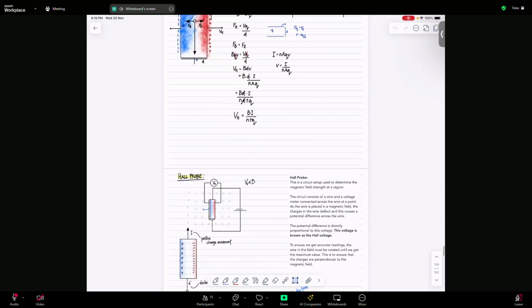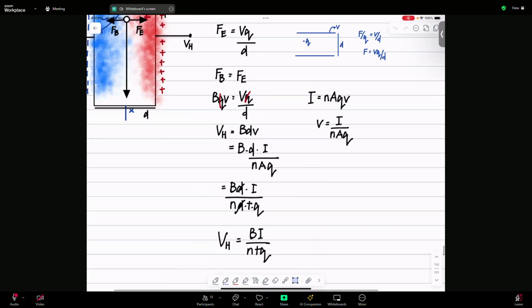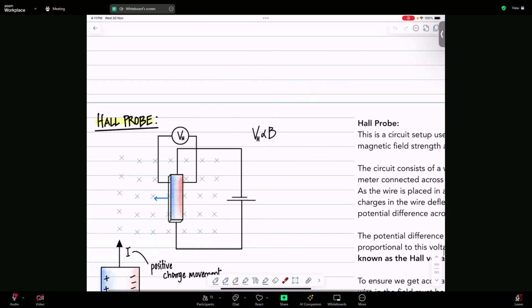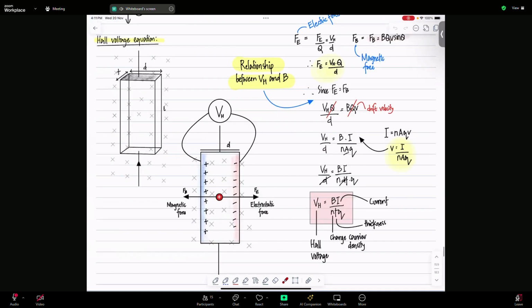The thing is that you need to know the derivation for this equation. The Hall probe equation is BI divided by nq, just like in the notes. I've uploaded them in the classroom. You can just go through it.